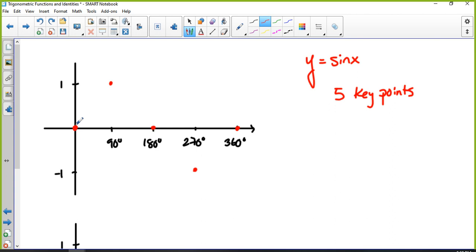All right, try your best not to make it a zigzag pattern. Make sure it's rounded at the maximum and the minimum when you draw it. There it is, 5 key points. That's the graph of y equals sine x.